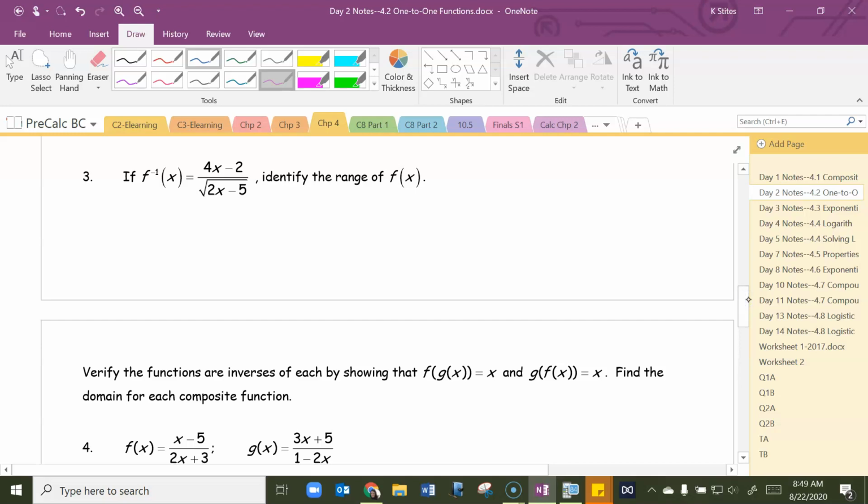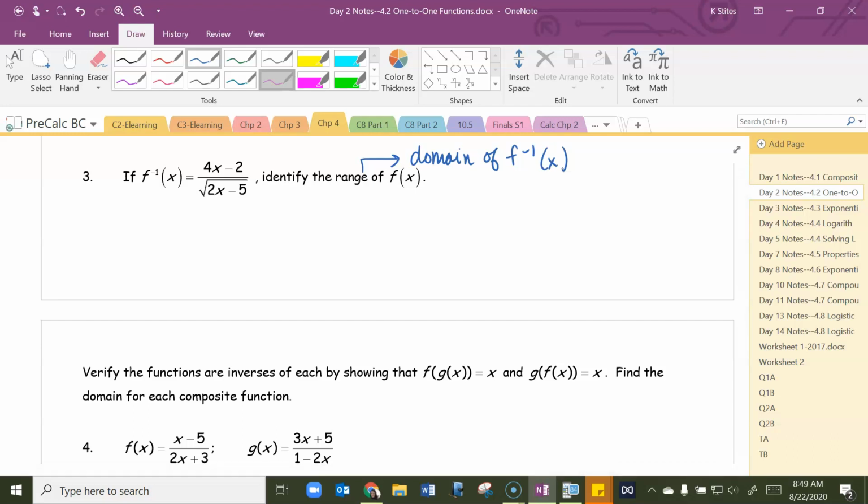All right, so next we have this notation here. This is f inverse. We're going to identify the range of f of x. An important thing to remember is that when you're dealing with the original function and the inverse, the domain and the range switch places. So if I'm asking for the range of f of x, this is really asking for the domain of f inverse. So be careful with that.